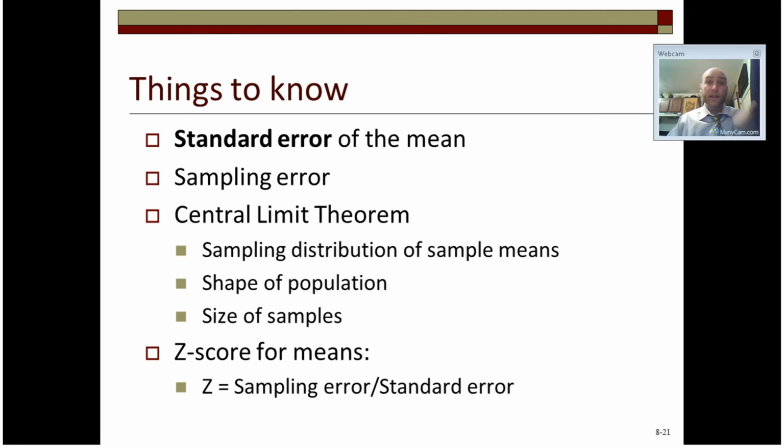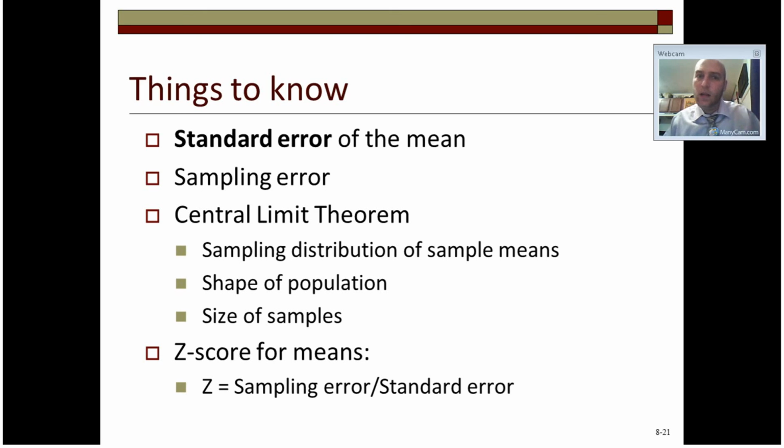First of all, the standard error of the mean and how important it is and how to calculate it. Standard error is sigma over the square root of n. We know what sampling error is. Sampling error is the difference between your sample statistic and your population parameter. In other words, x bar minus mu.